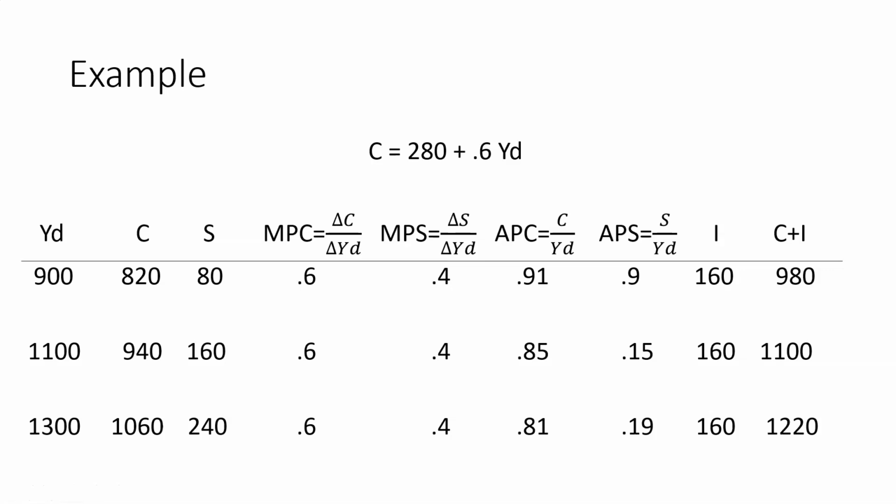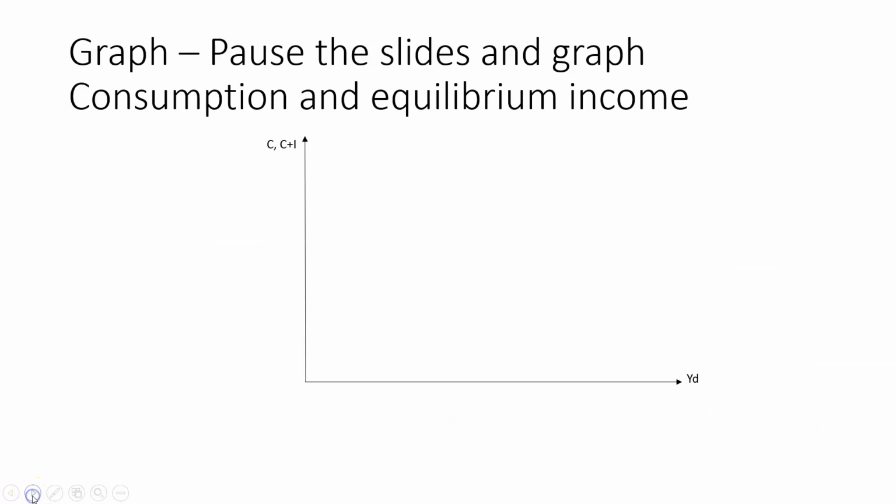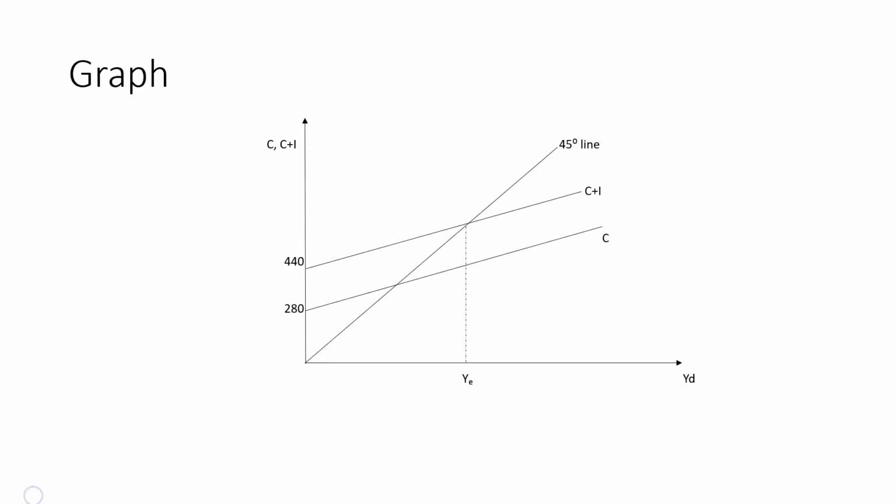that would give you our total demand line. Do me a favor, use this graph, pause the slides here, and graph C and C against YD and C plus I against YD. All right, and let's take a look at what they're going to look like. Now, hopefully you've taken a moment to graph your C plus I line and your C line.